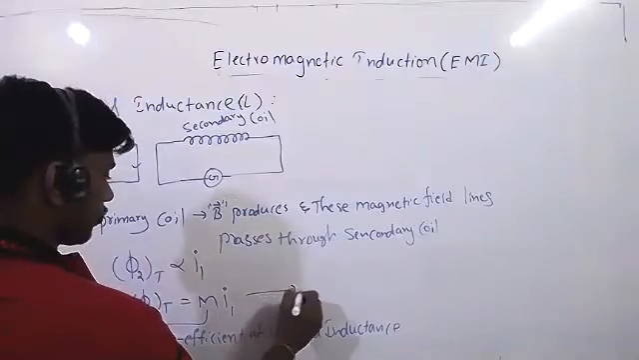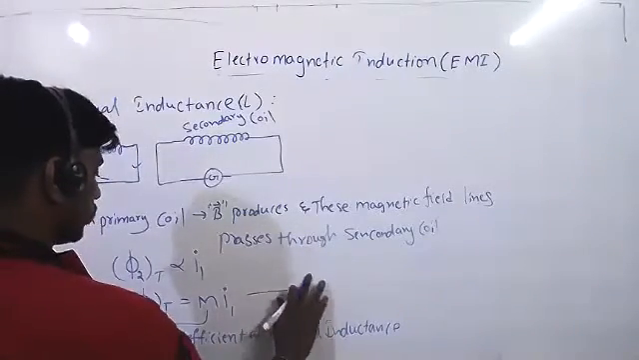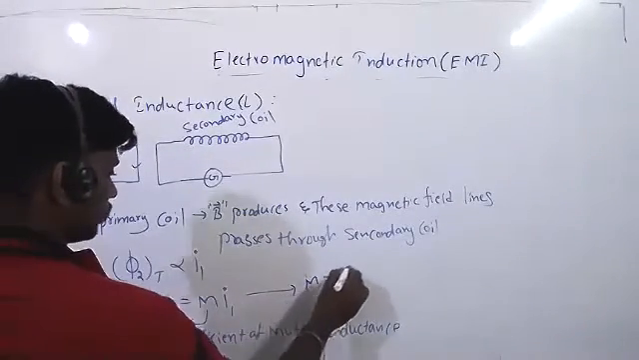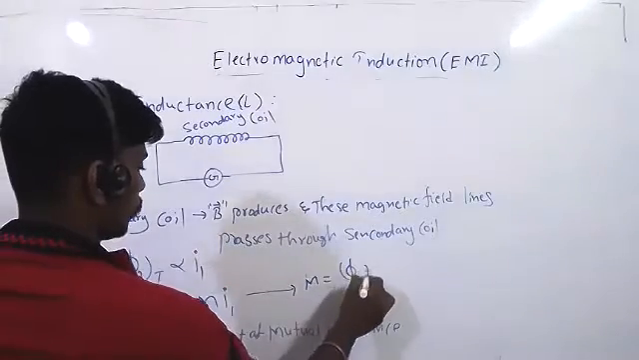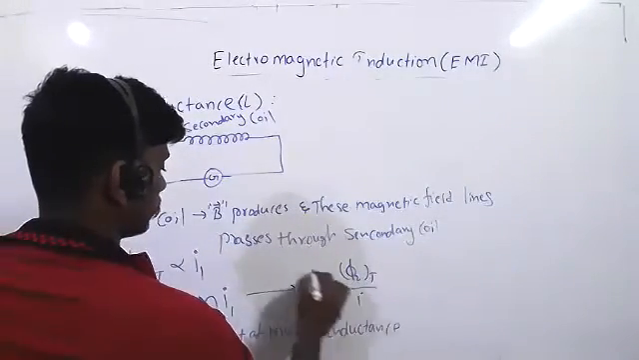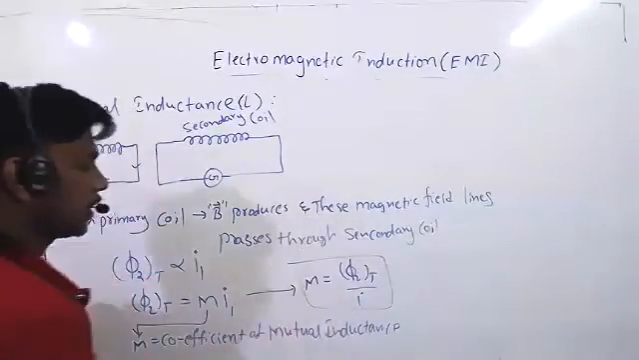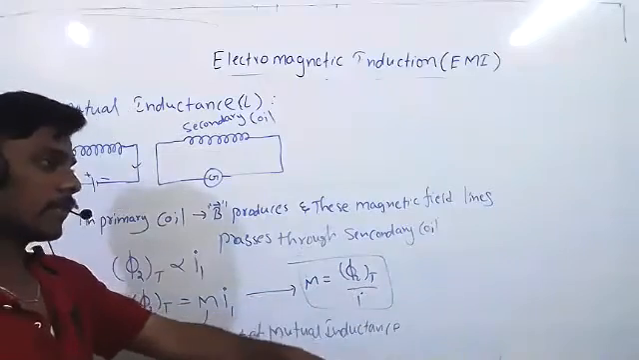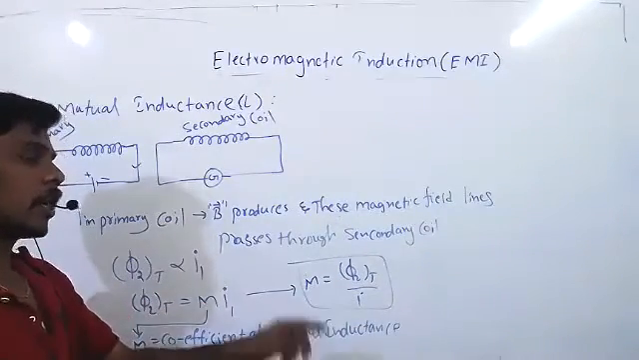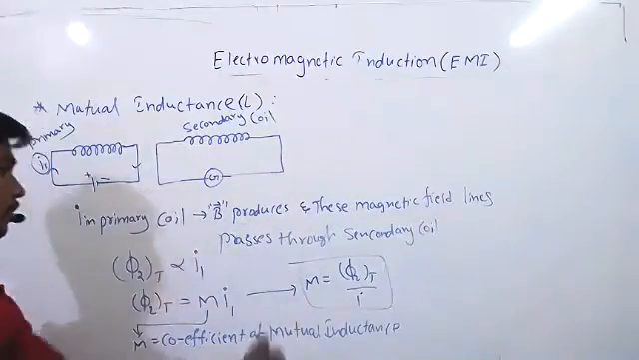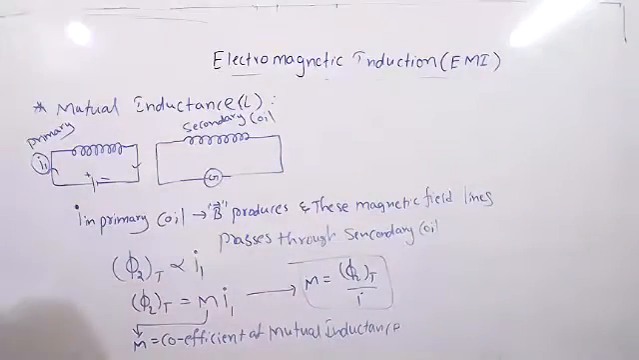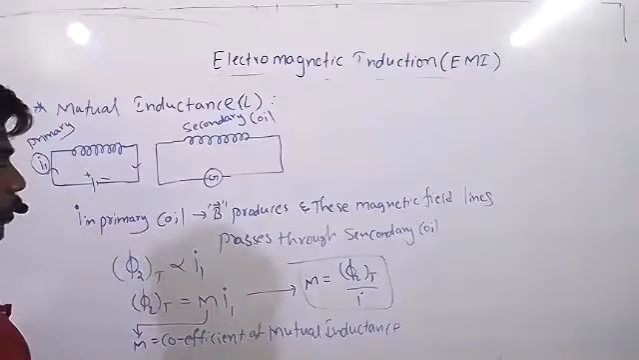From this, M equals flux by I. Flux is in Weber, current is in ampere, and Weber per ampere is also called Henry. It is the same SI unit as self inductance. Mutual inductance.